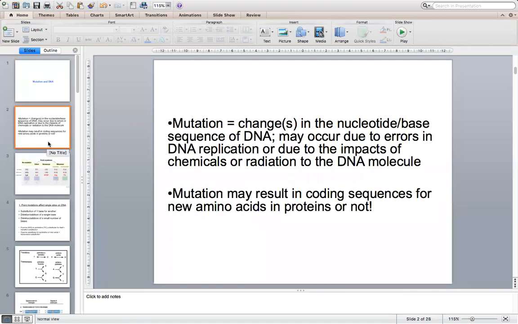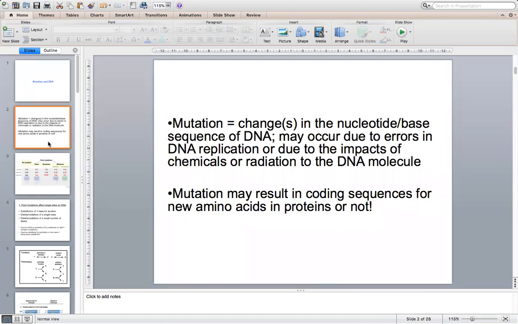This sudden heritable change may occur naturally, so that may be natural mutation, or it may sometimes be induced mutation. If we are putting in some chemicals or something, that means we are getting induced mutation. So it may be of two types: it may occur naturally, or it may be induced with the help of some chemical agents. These mutations will change the nucleotide or base sequences of DNA.